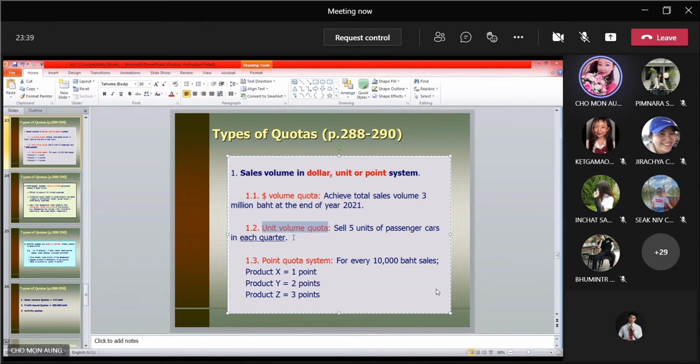Therefore, within 1 year, how many units will the salesperson have to sell? 1 quarter, 3 months, 1 year, 4 quarters, right? So 1 quarter, 5 units, 4 quarters, 20 units. Therefore, the sales volume quota for each salesperson would be 20 units per year.